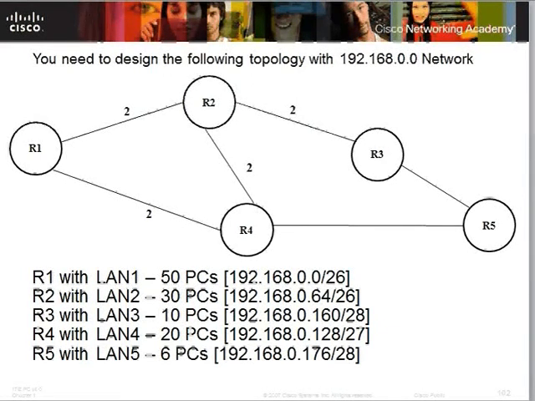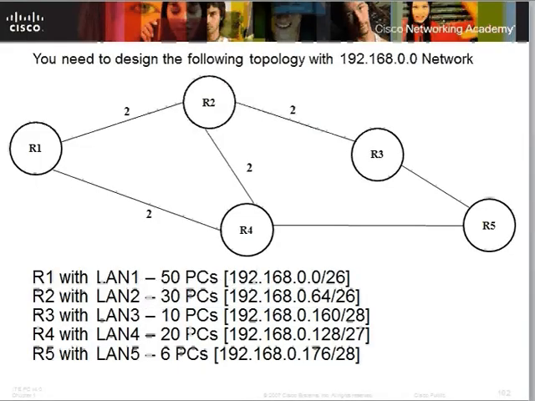R1 should be connected with LAN 1, which requires 50 PCs, R2 with LAN 2, which requires 30 PCs, R3 with LAN 3, which requires 10 PCs, R4 with LAN 4, which requires 20 PCs, and R5 with LAN 5, which requires 6 PCs. Now let's understand how we create this subnetting, how we go for further subnetting of a subnetwork and all those things. So with this example, let's understand this.